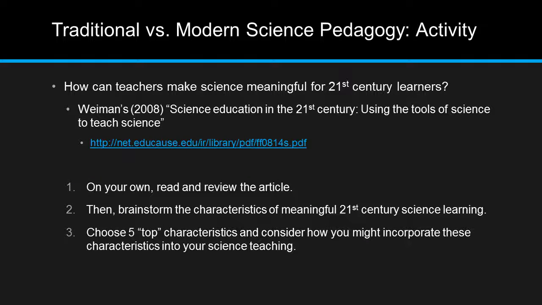In conclusion of today's video lesson, I encourage you to consider how you as a teacher can make science meaningful for your learners. As such, you are strongly encouraged to review the supplementary reading provided in your Moodle shell as shown on your screen. Then, brainstorm the characteristics of meaningful 21st century science learning. Finally, consider what you think the top 5 characteristics are and how you might incorporate those in your science teaching.